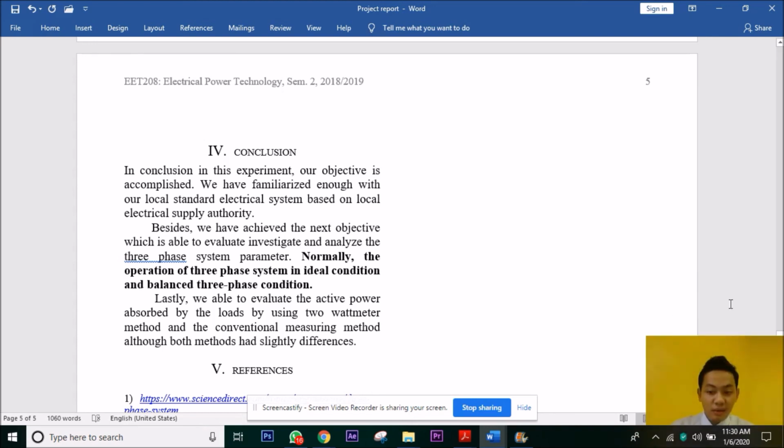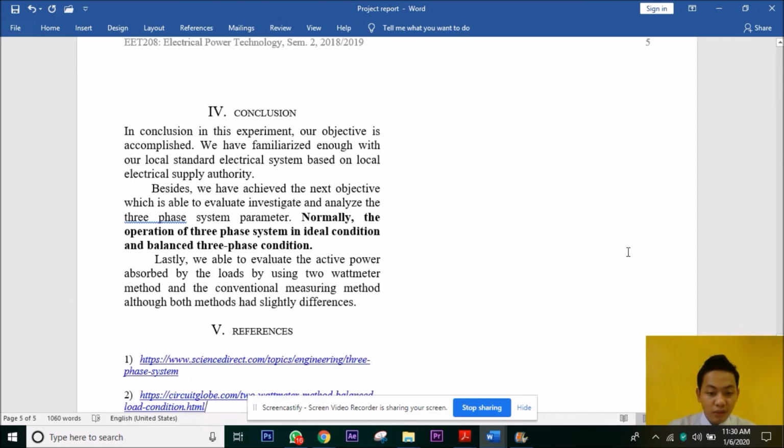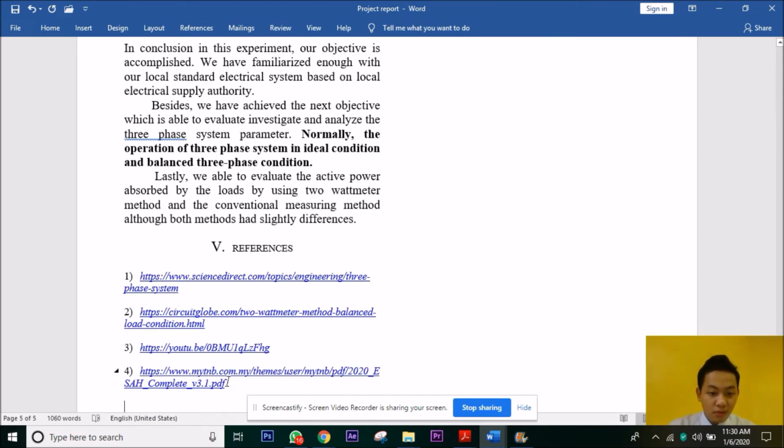And then these are my references for this project. So this is a link to get the ISAH book from TNB. So this is the wattmeter method that I use, and this is for theory.